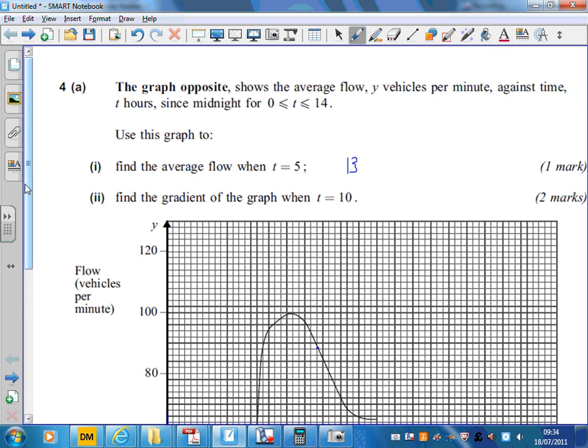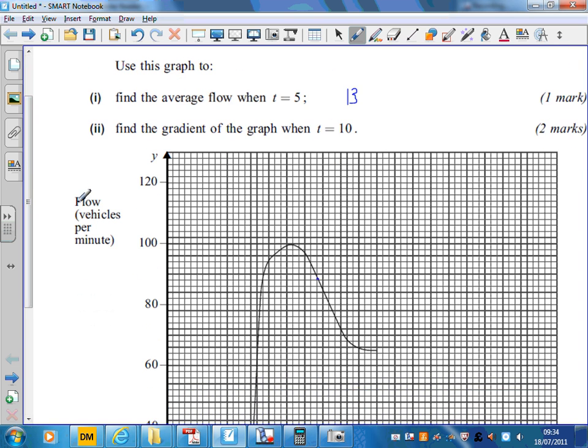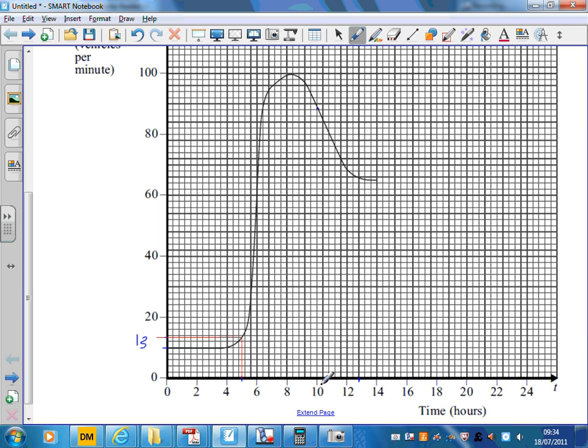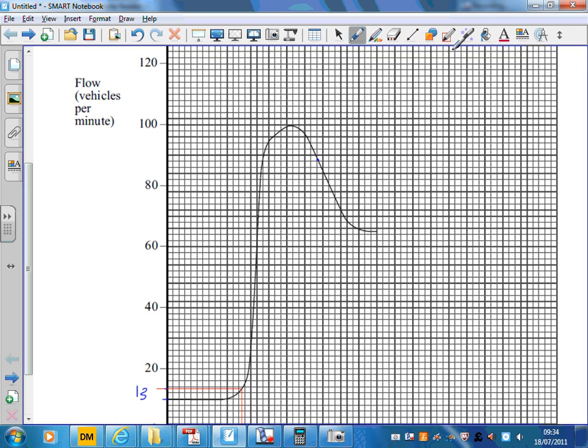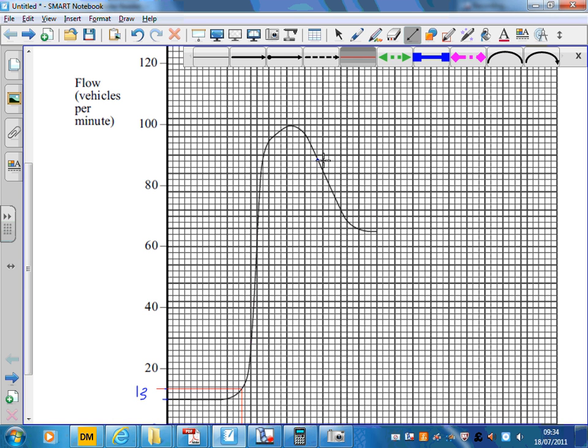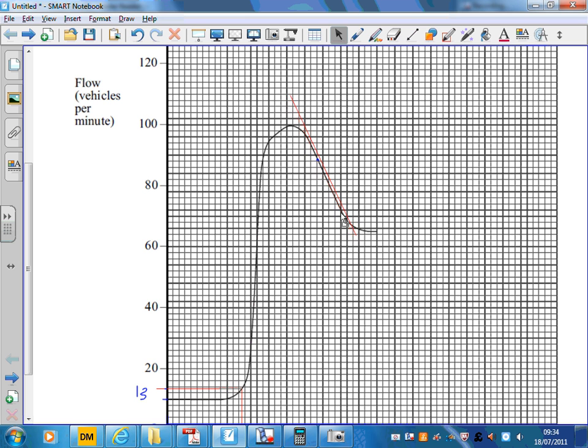So that's pretty straightforward. Then it says find the gradient of the graph when t equals 10. Okay, so we're going to t equals 10, that's here. Go up to the graph, to this point here. Now we need to find the gradient of the graph at that point, which means we need to draw in what's called a tangent, which is a line which just brushes past the point and is the same steepness as the graph at that point. So you get your ruler out. You line it up so that it goes through the point, and also it needs to be the right steepness of the graph at that point. So I need to make sure it represents the graph. Make it quite long as well, because then it's easier to work out the gradient.